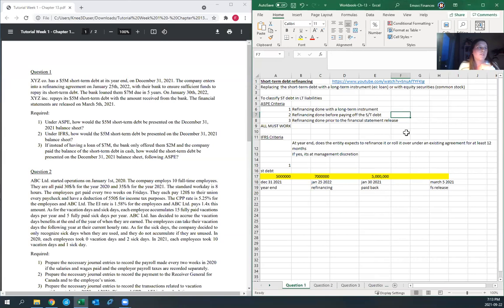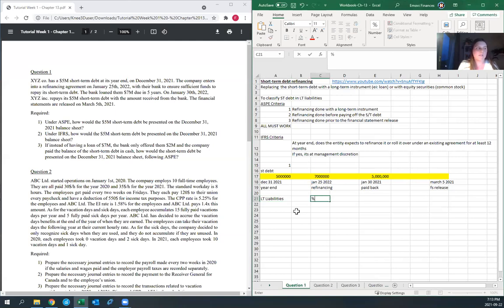Second, is it done before paying off the short-term debt? Refinancing is done on January 25th. On January 30th is when you pay it back, so that's also a yes. And is the refinancing done prior to the financial statement release? Yes, the release was on March 5th. So in the financial statement, you can put it all in your long-term liabilities on December 31st.